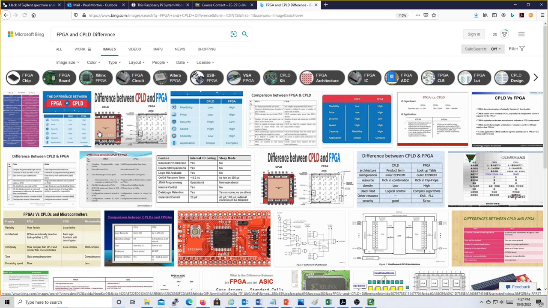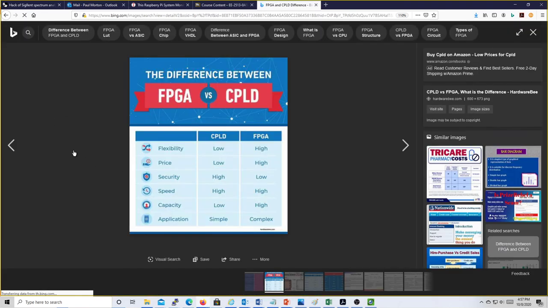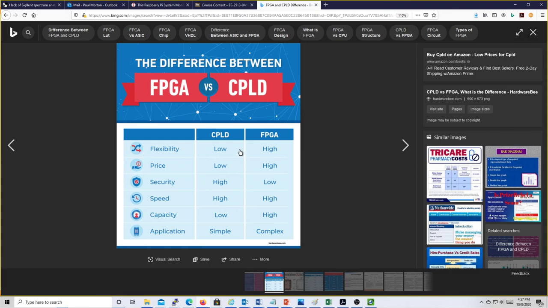So if we look at differences between FPGA and CPLD, these are some good things. The CPLD is somewhat limited in how much stuff you can get on here, but they're typically a couple dollars at most, maybe $3 or $4, whereas FPGAs can go for a really fancy chip, could be in the thousands, $1,000 or so. They both can be very fast. The capacity for the CPLD is low, and usually just simple applications, or maybe you use them for glue logic to interface things together.